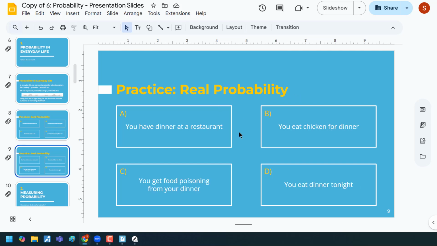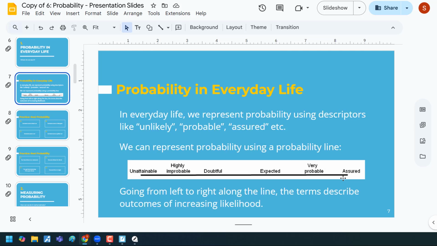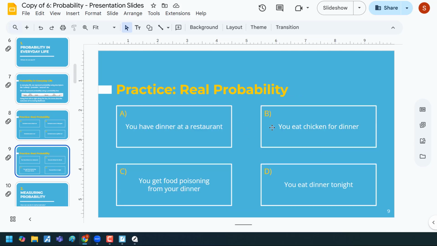All right, here you have dinner at a restaurant. How probable is that? Maybe expected, maybe doubtful, depending on the person, right? Like you would know yourself. Some people go to dinner at restaurants weekly. Some people maybe go once a year.